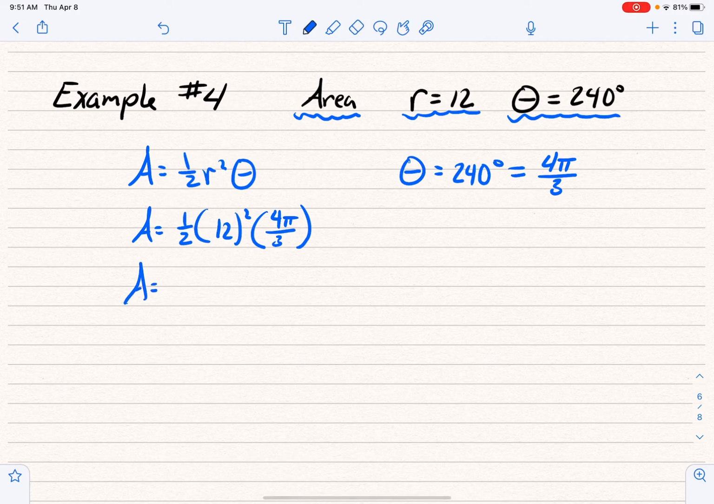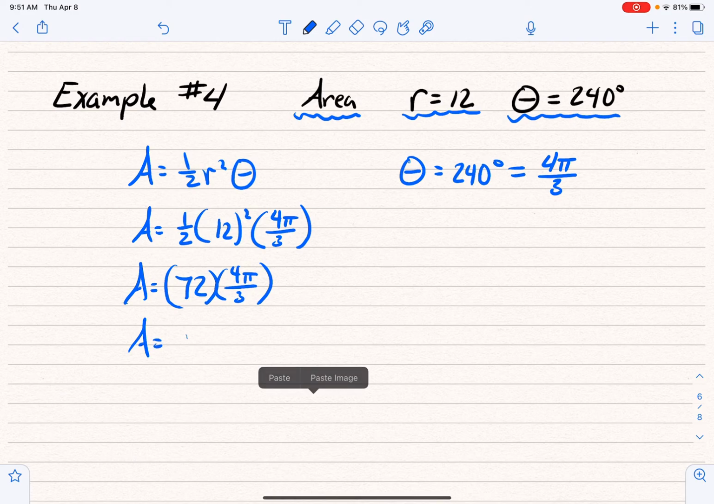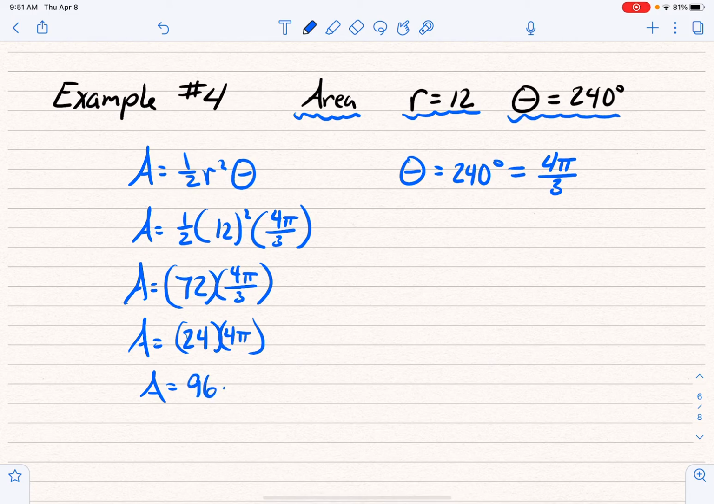And then at this point, you just work it out. It's really simple. 12 squared is 144. Half of that is 72. So you get 72 times 4 pi over 3. I'm going to deal with the third first. A third of 72 is 24. So I get 24 times 4 pi. And so there you go. 4 times 24 is 96 pi, and that would be my exact answer.